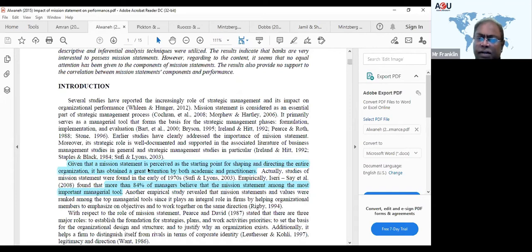Given that a mission statement is perceived as a starting point of shaping the direction, you can use this. It says that a mission statement is very important. You can start off by saying that a mission statement is a starting point of shaping the organization. So you need to paraphrase. You cannot copy exactly.